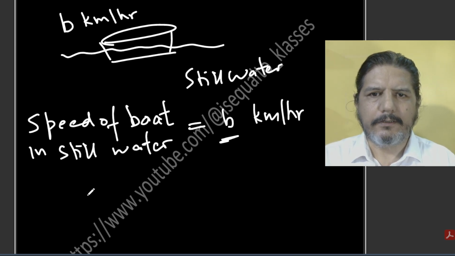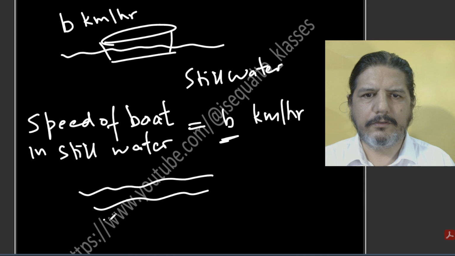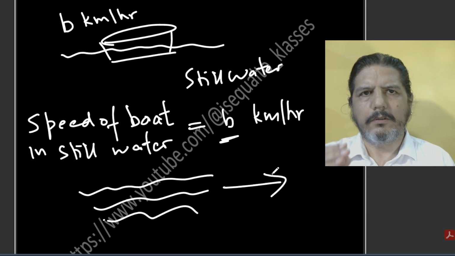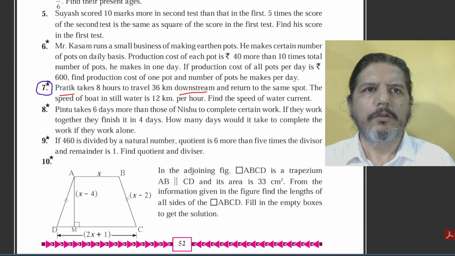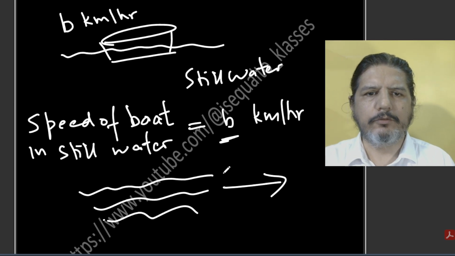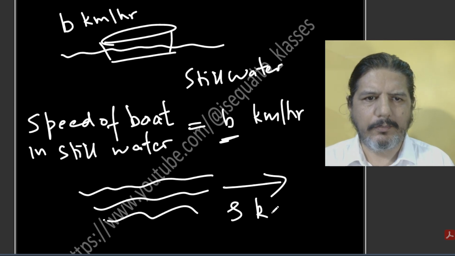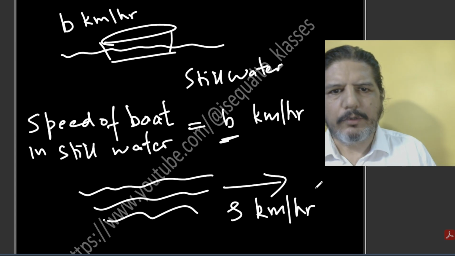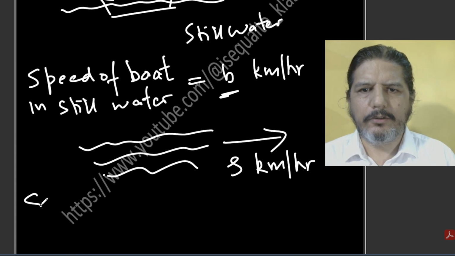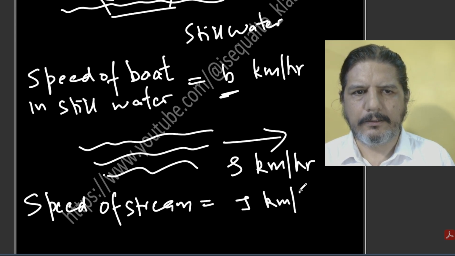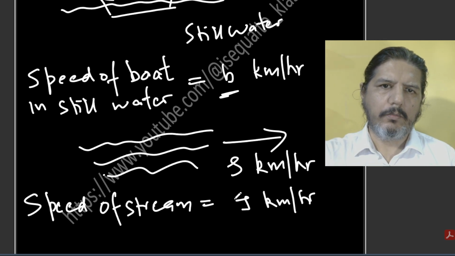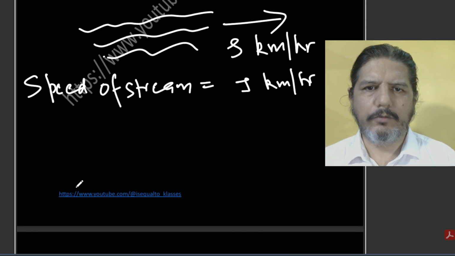Second thing that you need to understand is that there is a speed of the stream. So it can be stream, it can be river. Let's see what they have mentioned here. Stream. So let me call the speed of the stream as s kilometer per hour. So s is the speed of stream. Speed of stream is s kilometer per hour. Now, what you need to understand is the meaning of upstream.